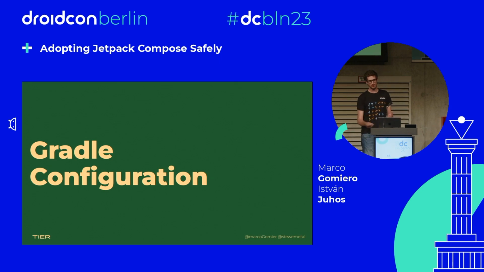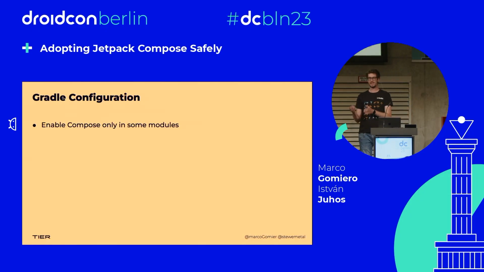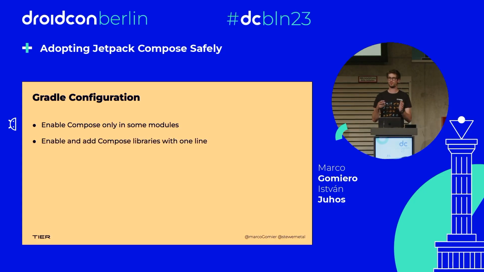In order to enable compose in the module that we had, we had to set some dependency and enable compose just in some specific modules. We didn't want to enable it for all the modules that we have because it didn't make sense at the time. And on top of that, we just wanted to enable compose and add all the dependency that we need with just a one liner because, yeah, we are all lazy developers and we don't want to copy and paste stuff all around Gradle.